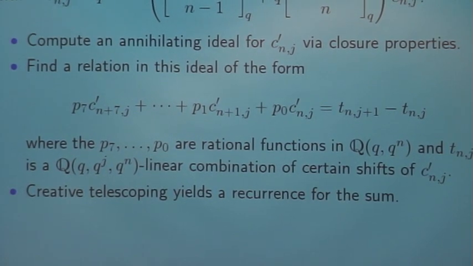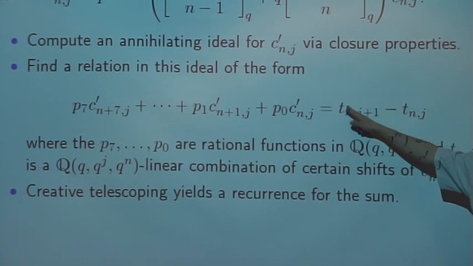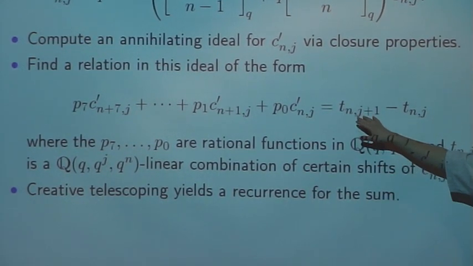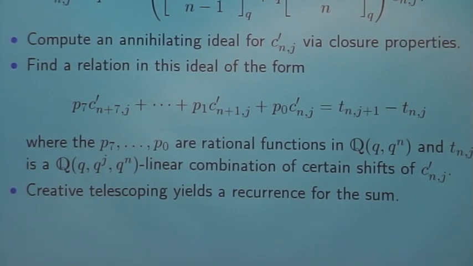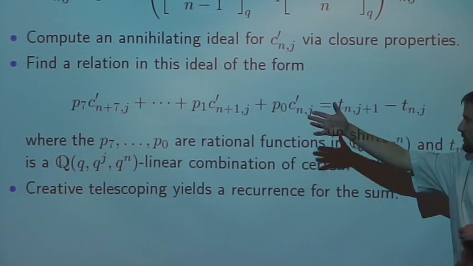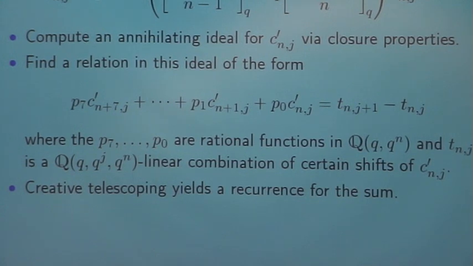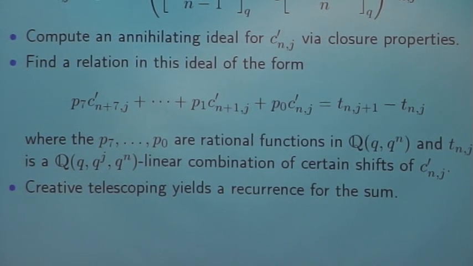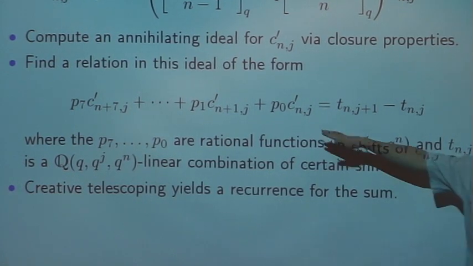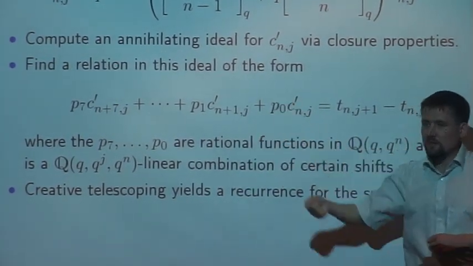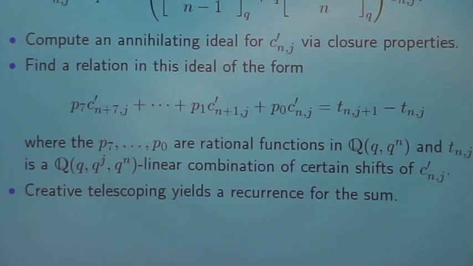And the right-hand side has the nice property that it can be written in this form, that we have something t_{n,j+1} minus t_{n,j}. And the reason why we need this is because then we want to sum over this whole equation, and then everything on the right-hand side goes away by telescoping, and we are left with the left-hand side, and this provides then a recurrence for the sum, for the whole sum.